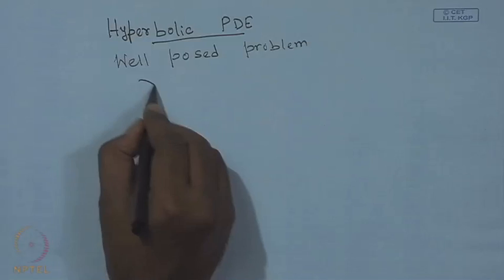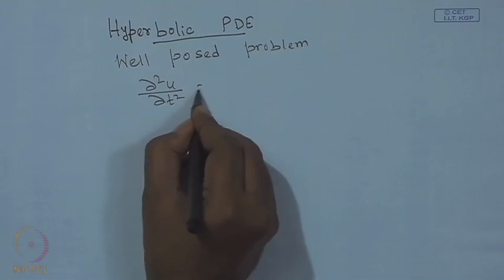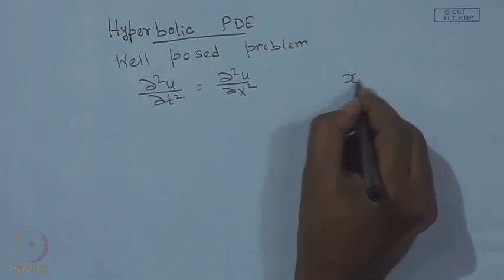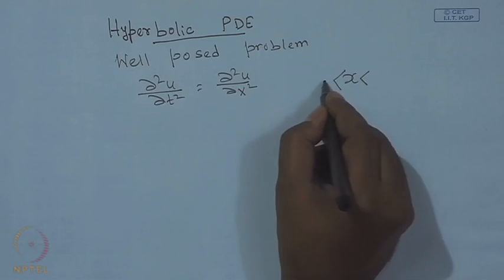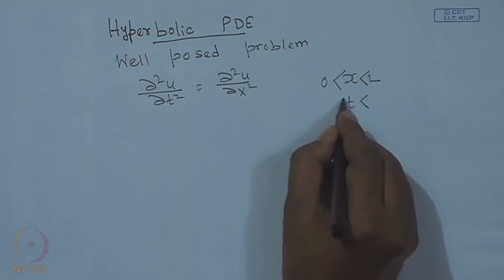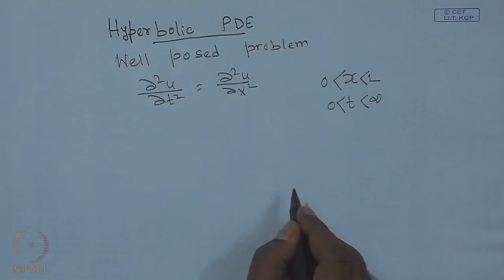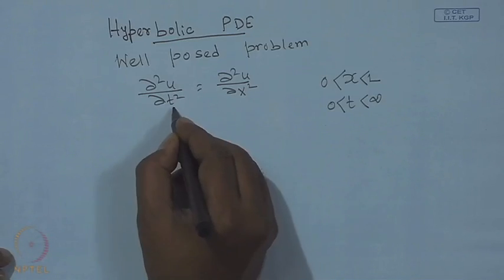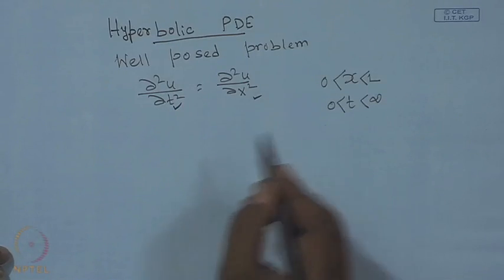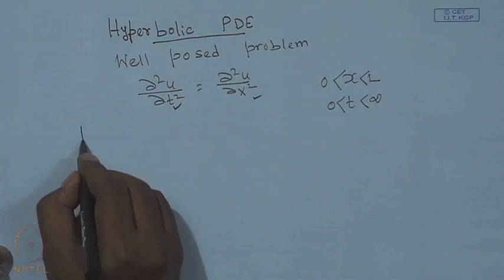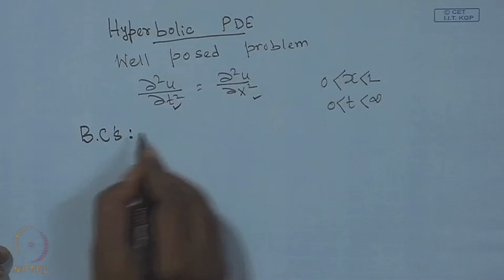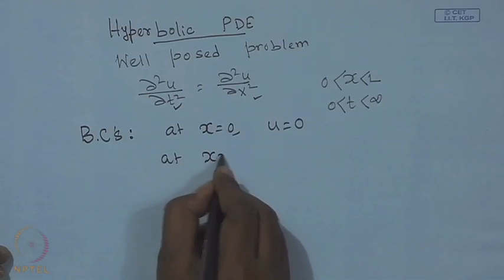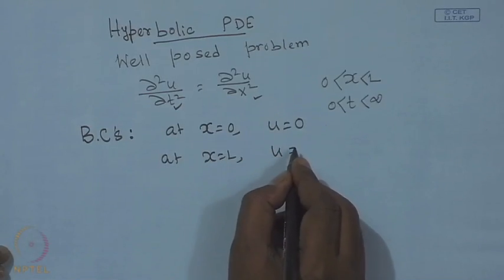So, let us consider del square u by del t square is equal to del square u by del x square as the governing equation, where the domain x lies between 0 and L, and the domain t is of course between 0 and infinity, t is greater than 0 always. Now, we require two initial conditions on t and two boundary conditions on x. The boundary conditions are: at x is equal to 0, u is equal to 0, and at x is equal to L, u is equal to 0.